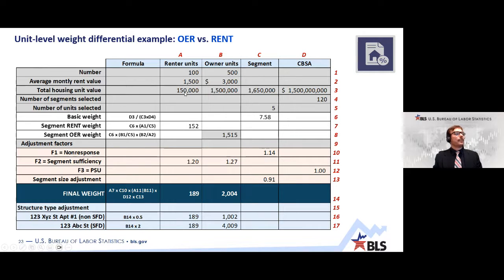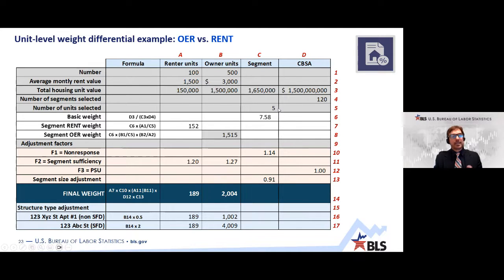It starts with ACS information. So in column A here, the renter units have a value of 150,000 expense. The owner units have a value of 1.5 million. That's because there are more owners, 500 versus 100. And the rental value that we estimate for the owner units is 3,000 compared to 1,500. The total valuation for the entire city is 1.5 billion. We select 120 segments. We're selecting 5 housing units per segment.